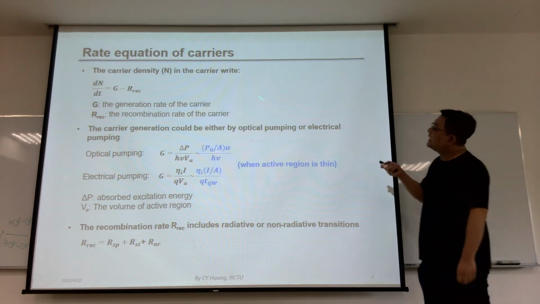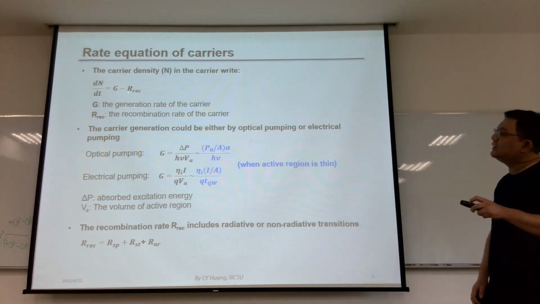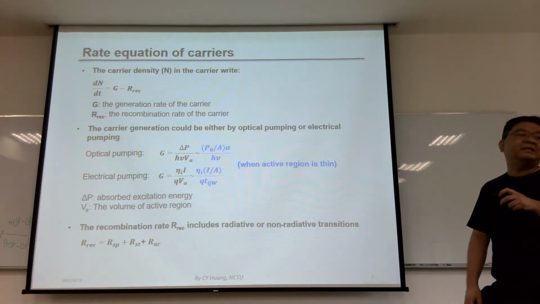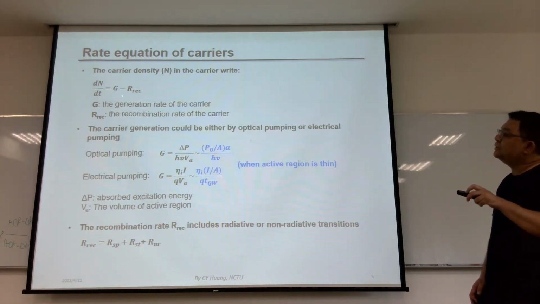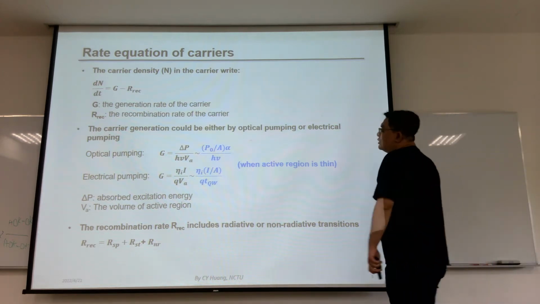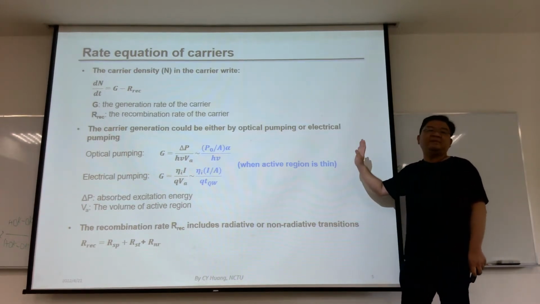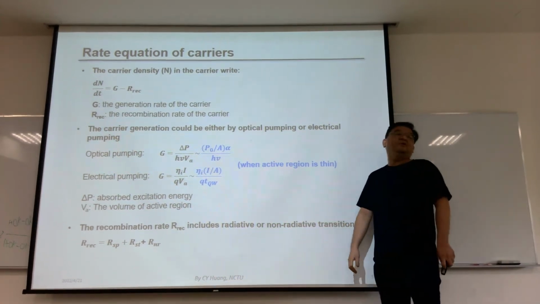In the active region it should be like this. Let's call the capital N the carrier density in your active region. Then dN over dt is equal to G minus R. What does G mean? G means generation. Generation means you have some way to increase the carrier density of your active region.